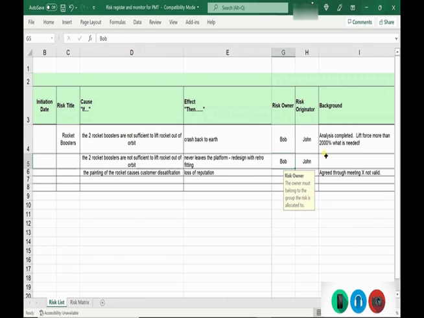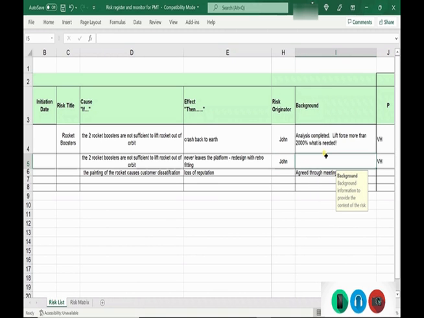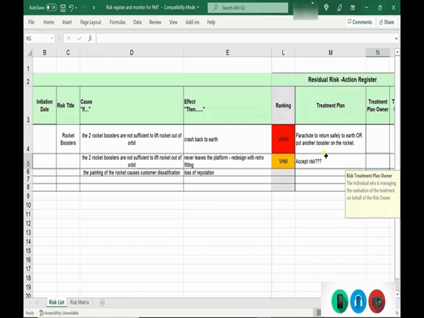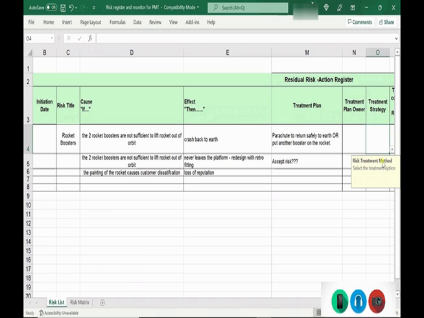Risk owner might be someone who, if the risk is realised, is the one it's allocated to. So he's going to be standing up in front of all the press to try and answer it. A treatment plan owner is the individual who's managing the treatment on behalf of the risk owner. So for example, if you're putting another booster on the rocket, it might be the engineering lead, who's now managing that risk, treating it.